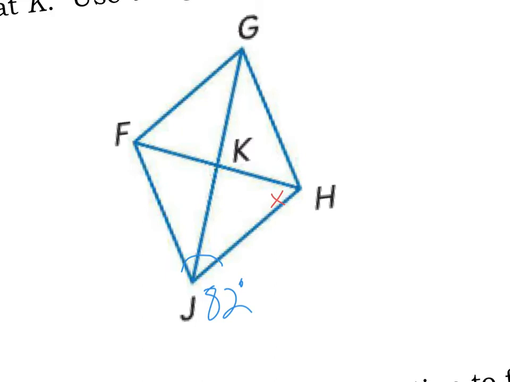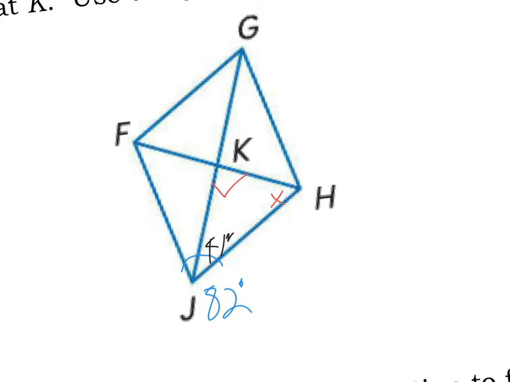So for starters, since we know this is a rhombus, we know that the diagonals bisect one another. So that's the right angle symbol. It's kind of ugly, but we know that there's a 90-degree angle there. And then we also know that the diagonals will bisect the opposite angles. So if this is 82 degrees at the bottom, FJH, then this is 41 degrees right there.